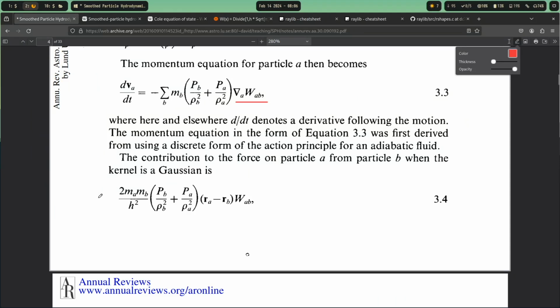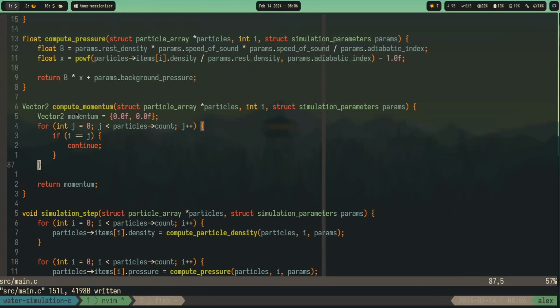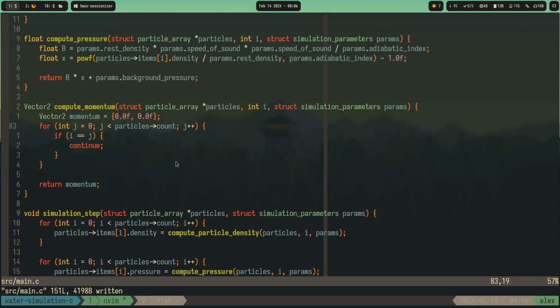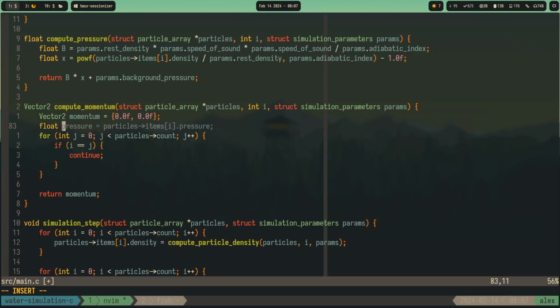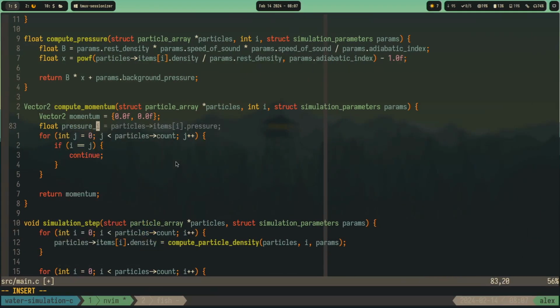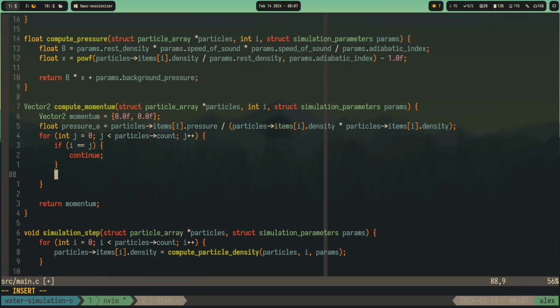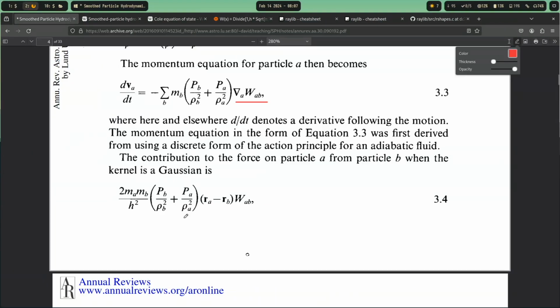So we need to compute these divisions, but one of them we can cache outside. So float, I don't even know how to call it, pressure div pressure A, let's call it, and do that thing. Float pressure B should be with J. So we have these two.